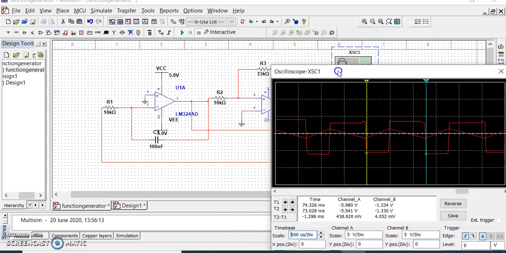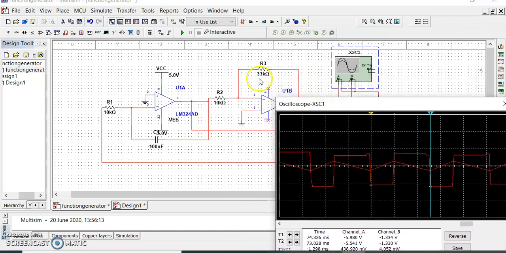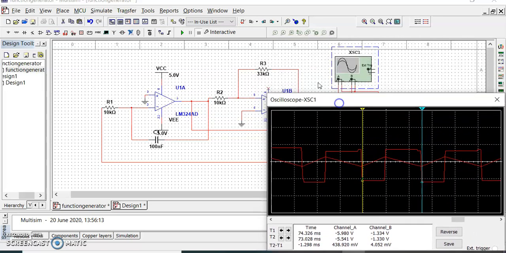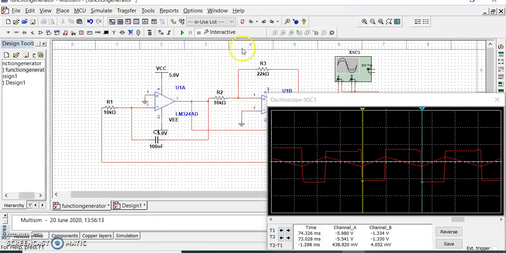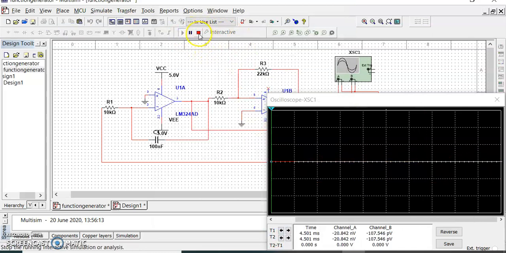This is about the function generator experiment. One more thing we need to do is replace this 33 kilo ohm resistor with a 22 kilo ohm resistor, then repeat the procedure. You may get the output signal like this. Now I am going to change this resistance value from 33 kilo ohm to 22 kilo ohm. Run the circuit again, repeat the same procedure, and find the output wave.